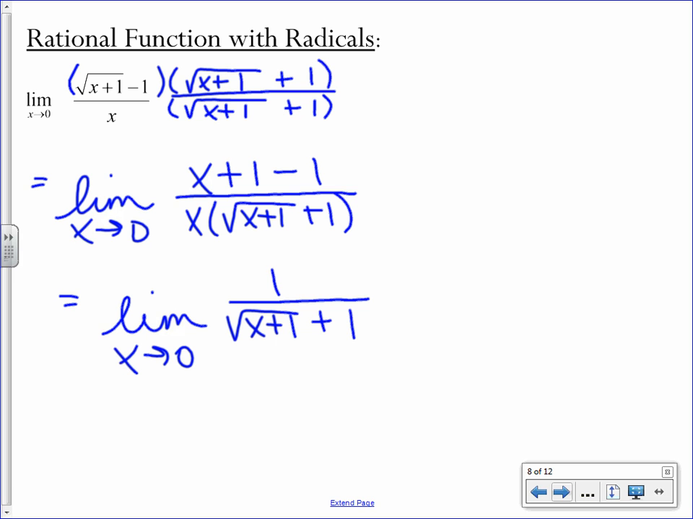Okay? Can I now plug in 0 and get a legitimate value? Yes. When I plug in 0, what do we get? 4. So our limit is 1/2.